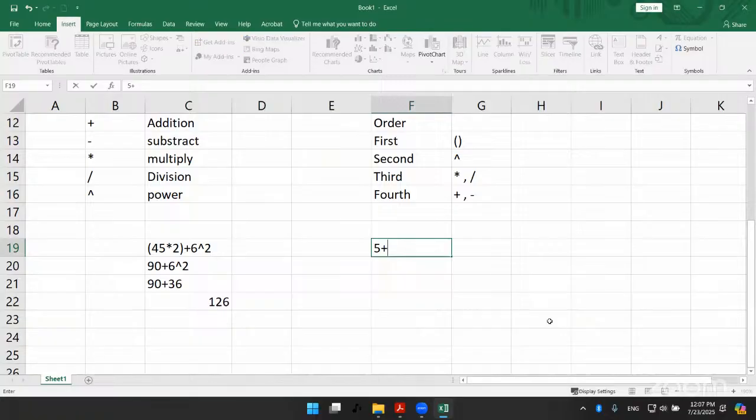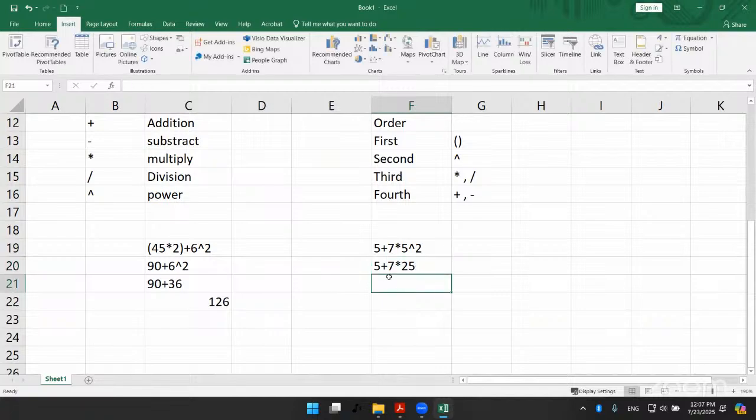5 plus 7 multiplied by 5 power 2. Okay? When we talk about this one, the first order should be the power, no? So 5 plus 7 multiplied by 5 to the power 2, 25. So then we have plus and multiply. The next order should be multiply. 5 plus 7 by 25, that means 175. Okay. So then the last one is 180.